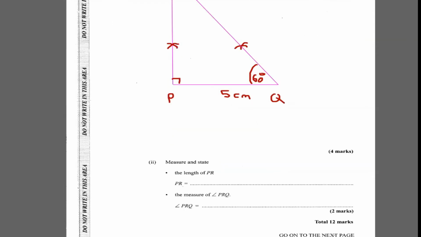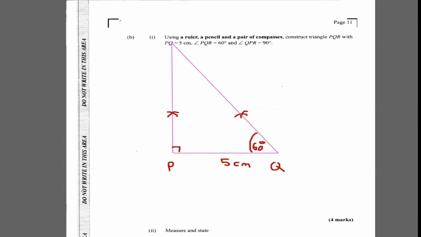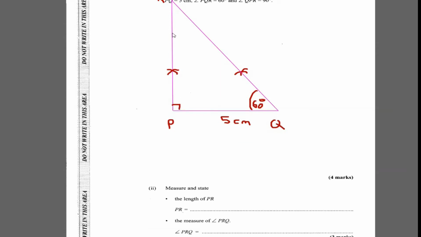Now it says measure and state the length of PR. If we label R, this point is R. Now, you're going to need to just use your ruler and measure this length to get what is PR. But I can give you a rough estimate of what PR will be. The answer that you should be getting should fall between a particular range, because look at this.